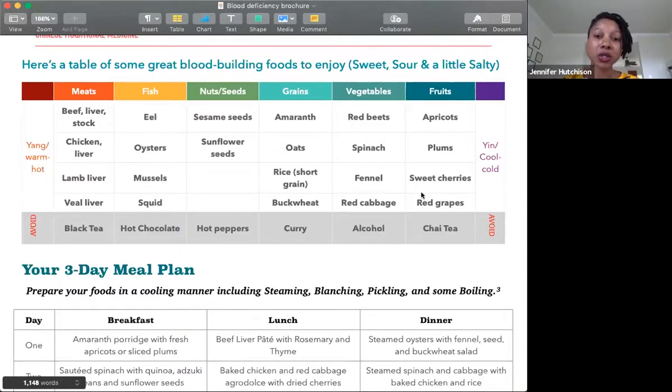And so, of course, fruits are really good to have in your diet. Yes, you want them, but in moderation, especially because most people have dampness in their diet and in their bodies because of the American diet.